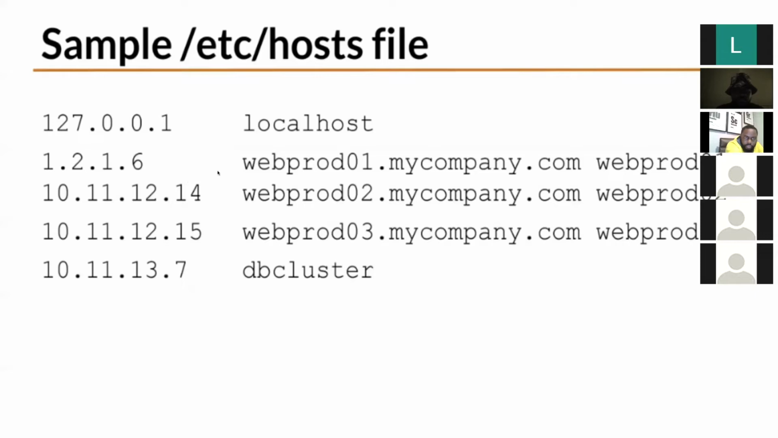So this is a sample file. When you cat that file, you saw something like this, right? 127.0.0.1, that's your localhost. If you come and add an IP here, let's say I add 10.something, and then I put a different name. This name on the right is a host name, and it's translating to this IP. So essentially, if I can access webprod01.mycompany.com, it's just like accessing the IP. It's essentially the same thing.